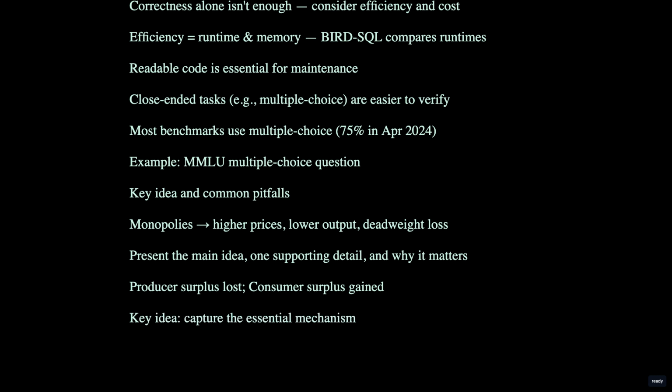The main goal is to isolate the essential mechanism that drives the result so we can reason clearly. We'll set aside peripheral details for now and use this simplified view to analyze examples and build intuition.